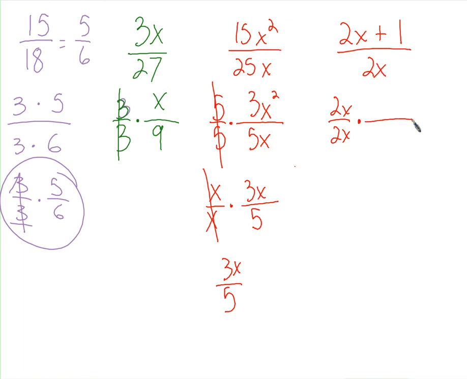Right. So let's figure out what this other fraction has to be so that we can multiply straight across and get the same thing. Let's start in the denominator because that's the easiest. 2x times what will give us this 2x? 1. Easy. All right, now let's go to the numerator.